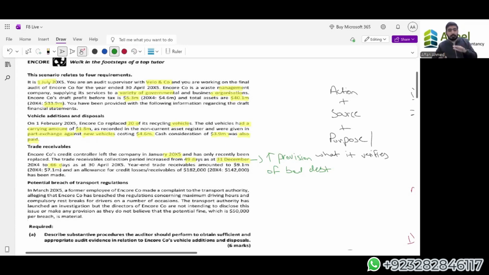Now remember that substantive procedures do not focus on checking the situation. They are checking whether the situation is correctly accounted for or not. So our only objective is: have we accounted for it correctly or not.